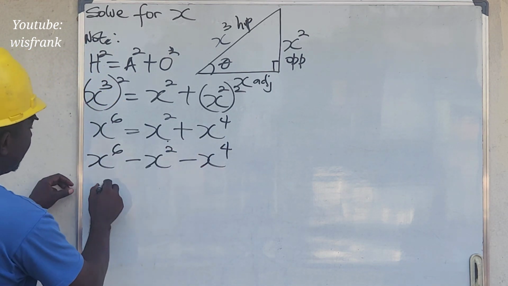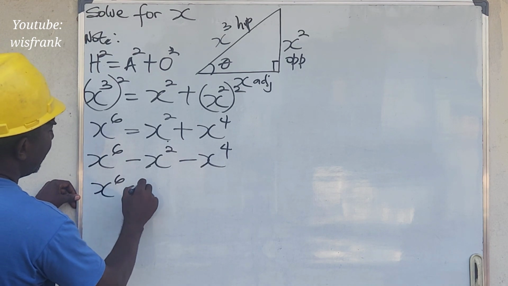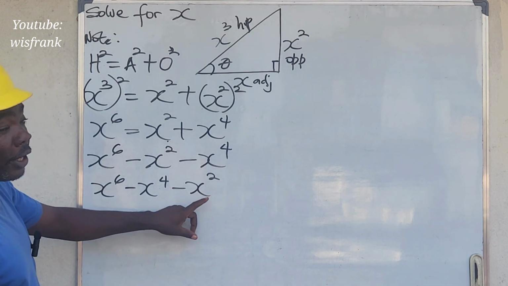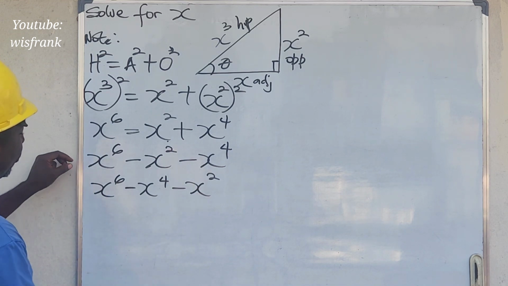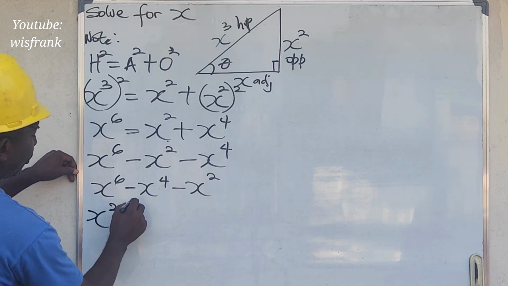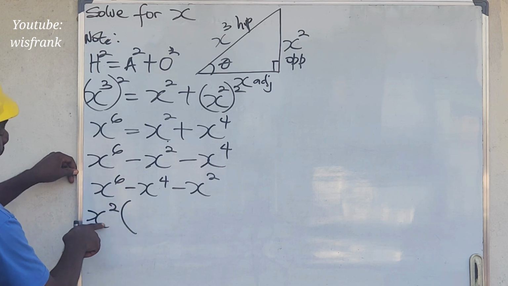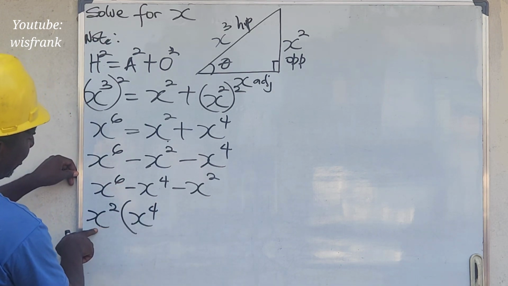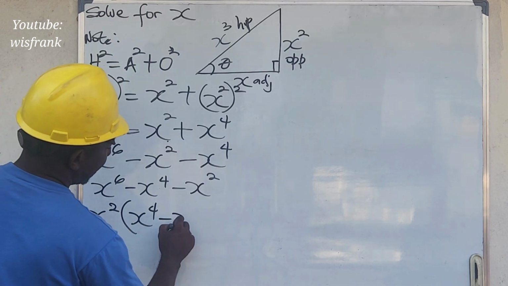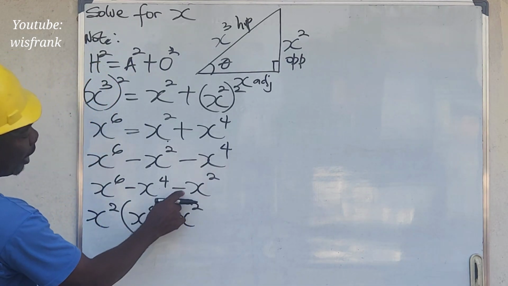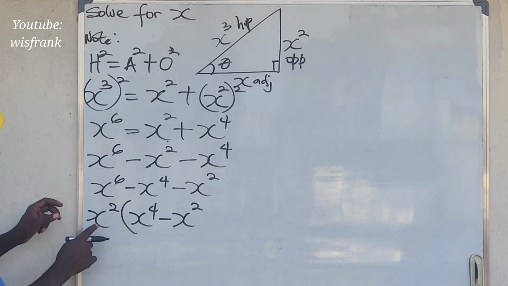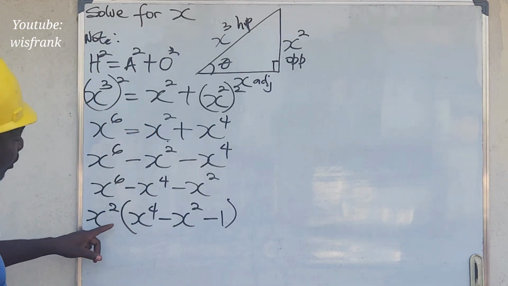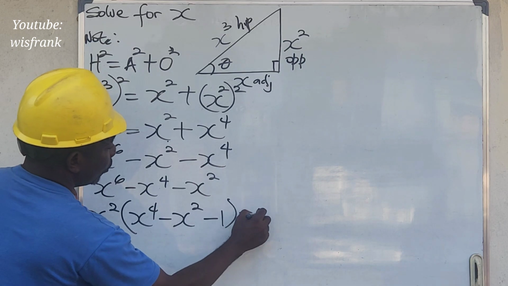So here we can rearrange. This will become x to the power of 6 minus x to the power of 4 minus x to the power of 2. In this case, we have x to the power of 2 here, so we can factor it out. So we have x to the power of 2 into x to the power of 6 divided by x to the power of 2, which gives us x to the power of 4. Then x to the power of 4 divided by x to the power of 2 will give us minus x to the power of 2 divided by x to the power of 2, we have minus 1. So this is what we have. In this case, all this equals 0.